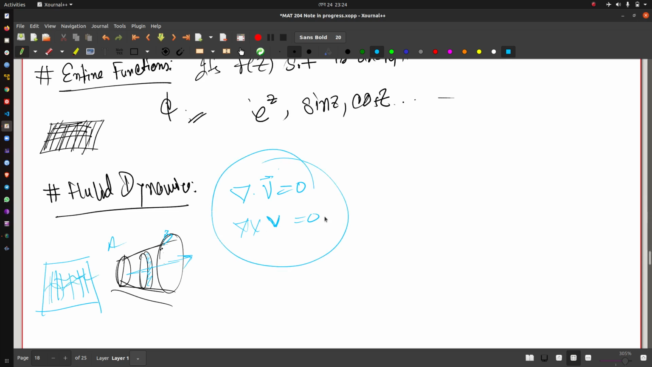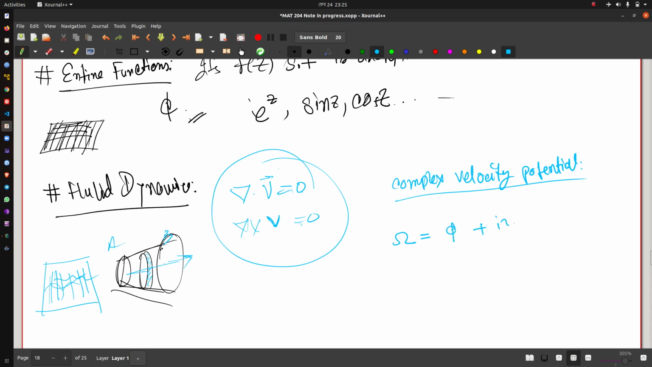So you can incorporate these two pieces of information, that means the flow of the fluid, into something called a complex velocity potential. Let's say this is your complex velocity potential, and you have a real part and an imaginary part. This part is known as the velocity potential, and this is known as the stream function. Let's say this is VP, the velocity potential, and this is the stream function SF.